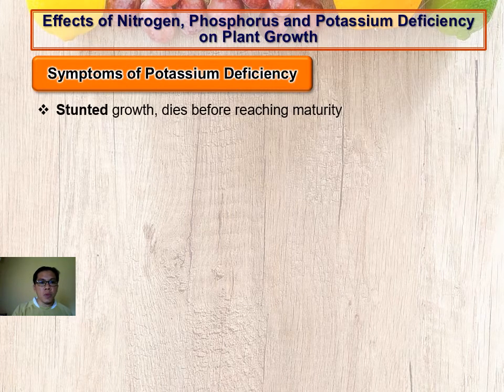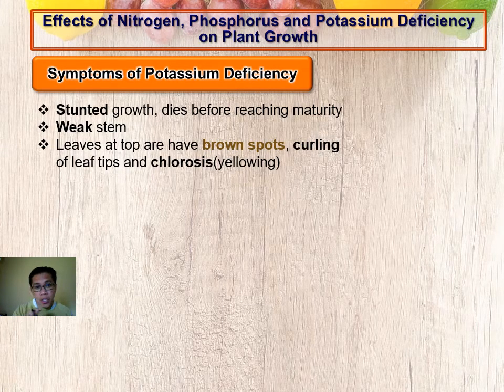Okay, stunted growth, again, sama. Lack of nitrogen, lack of phosphorus, and lack of potassium, mesti stunted growth. Dies before reaching maturity. Pokok akan mati sebelum sampai dia matang. Means sebelum keluar buah dia akan mati. Weak stem, of course. Ketiga-tiga kurang. Whether nitrogen, phosphorus, and potassium, the symptom is weak stem. Weak stem itu batang menjadi lemah tak kuat.